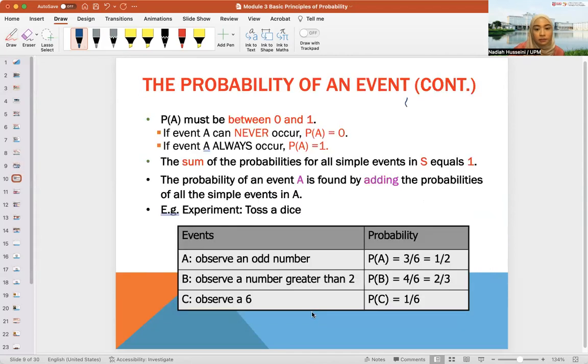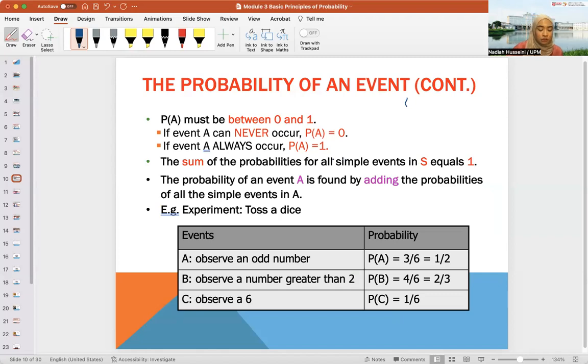Okay, that is correct. If an event A can never occur, which means that in the 10 data that I record I don't ever see a female, then the probability of encountering a female is 0. Whereas if all the 10 students that I record are females, then the probability of encountering a female is 1, which is 100%. So the sum of the probabilities for all simple events in S equals 1.